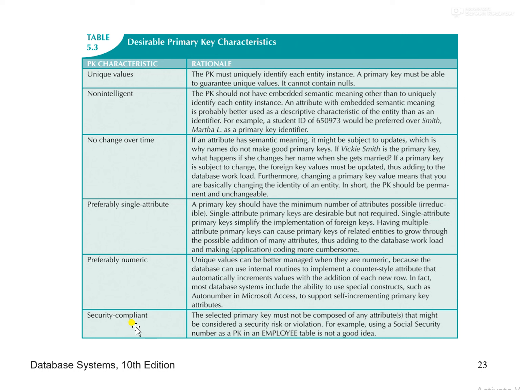Okay, security compliant. Again, your primary key must not consist of any attribute which poses a security or privacy risk. Like, if you are using a social security number as a primary key, it means that if it has been compromised, somebody can get it. It is not a good idea to use a social security number as a primary key in an employee table, because it represents a lot of information about the employee, and it's a security or privacy risk.